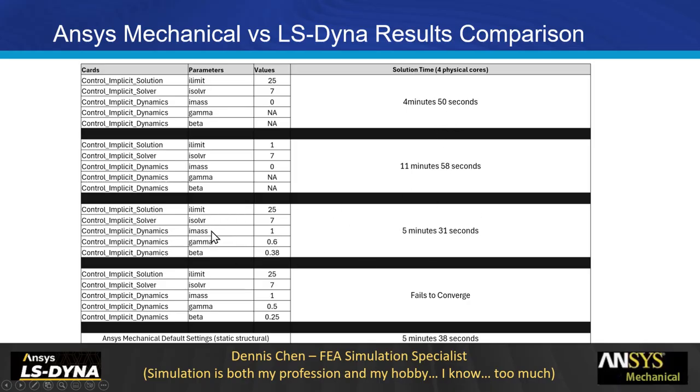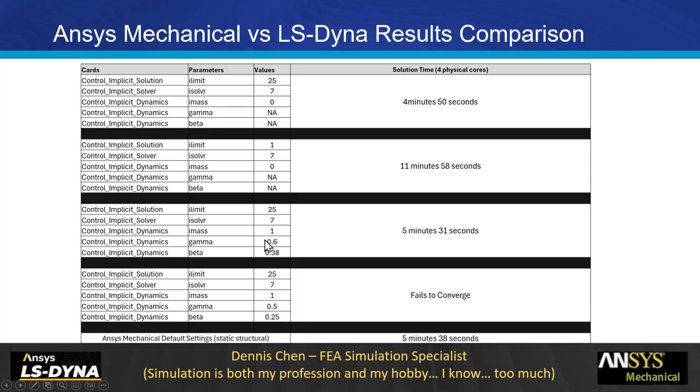In here, if I use a dynamic analysis, if I turn on the dynamic analysis by changing Imax to 1, and I use the 0.6 and 0.38 gamma and beta values, which is recommended for quasi-static analysis, I can solve this problem in 5 minutes and 31 seconds, very similar to the static structural problem, with the exception that I have a slight amount of dynamics added to it, right?